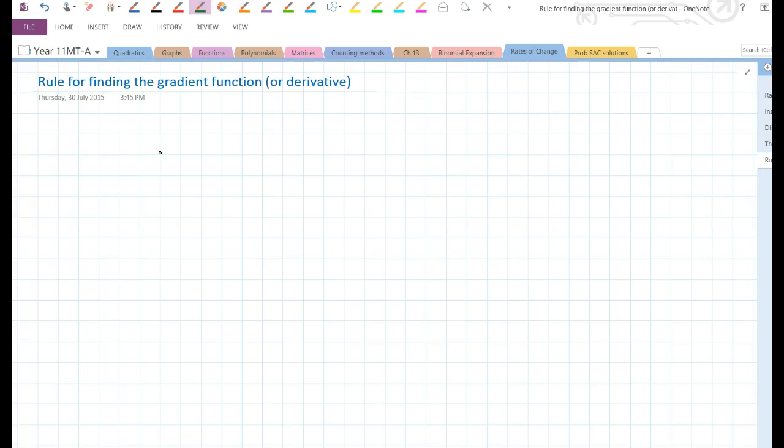So, firstly, perhaps we just go through some notation. If we've got function notation like so, then f dash x will be the gradient function. So perhaps I need to just draw up a little table here. Function, gradient function. And remember, whenever I say gradient function, I'm talking about the derivative. And if you're asked to derive, you're asked to find the gradient function or the derivative.